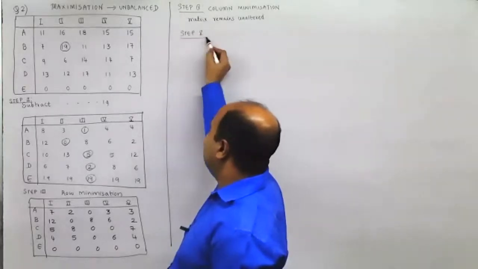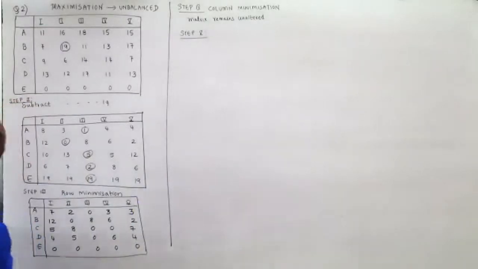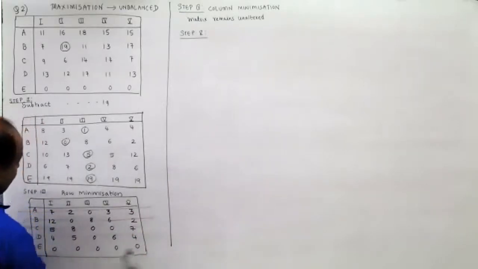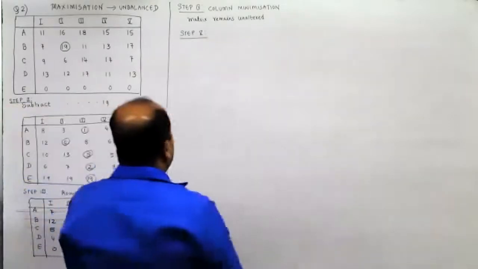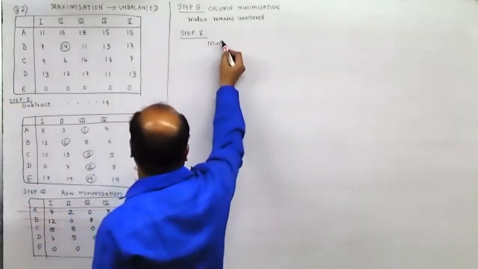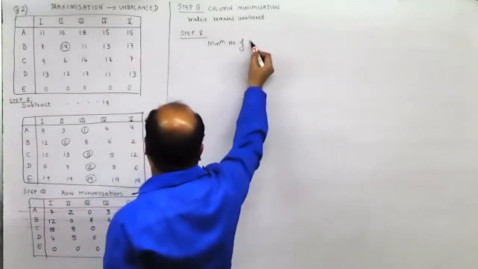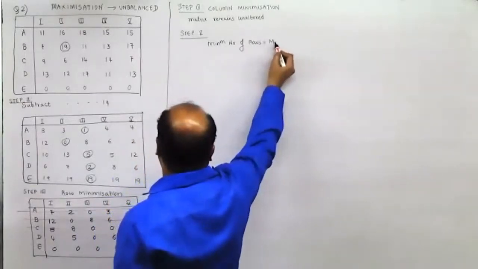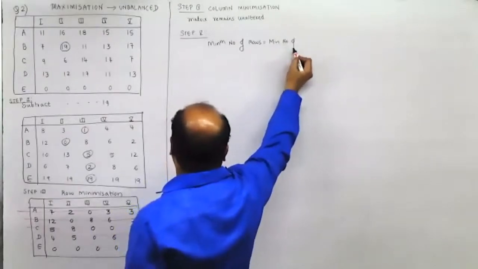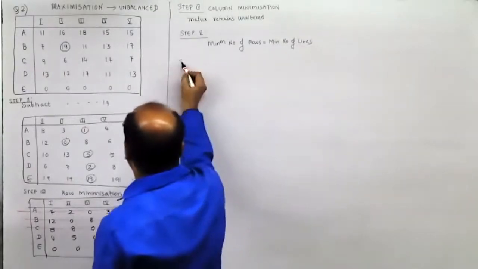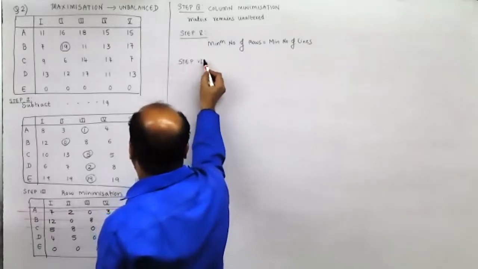I am doing it over here. What would be the answer when you draw minimum number of lines here? How many lines are needed to cover the whole matrix? Do you need 5 lines? So here we'll say that minimum number of rows equal to minimum number of lines, and therefore we can allot in the next step.